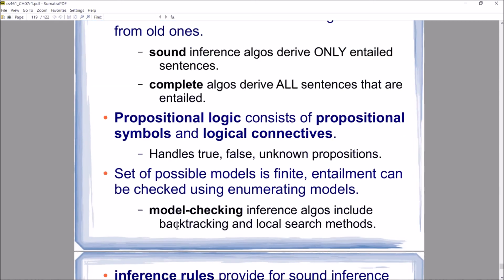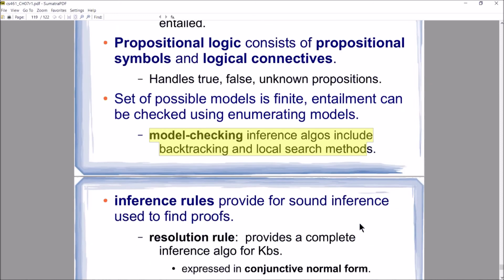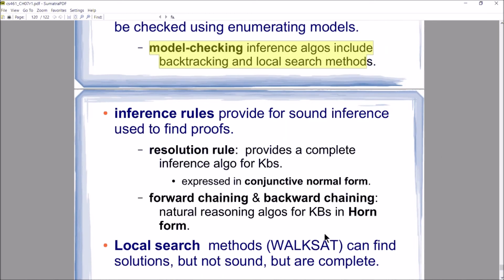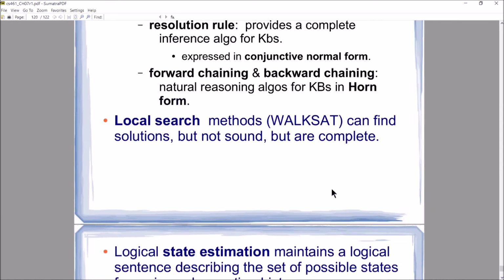Model checking inference algorithms include backtracking and local search methods, right? Now we didn't dig into the local search methods or backtracking, right? That was also in section 7.6, but it's in the summary, so I'll mention it if you want to know more about backtracking and the local search methods. Inference rules provide for sound inference used to find proofs, right? And the resolution rule gives us a complete inference algorithm for knowledge bases, okay? And what we need is the conjunctive normal form to express that. We talked about forward chaining and backward chaining, and these give very natural, human-understandable algorithms for knowledge bases that are limited to sentences in Horn form, using Horn clauses. Okay. All right, so local search methods, again, we skipped over that.